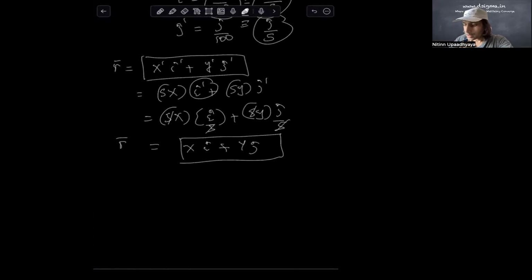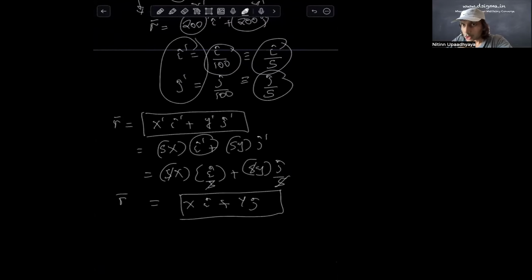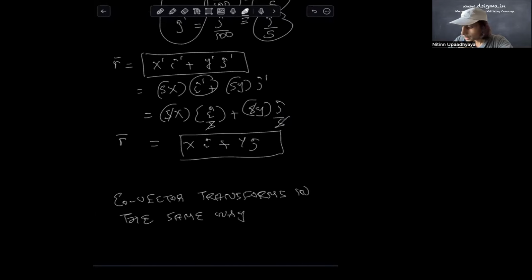So we see that there are two ways in which things can scale. Any vector which scales in the same way as the basis vectors or the unit vectors is called a covector, because it scales together with the basis vectors. So a covector scales or transforms in the same way as the basis or unit vectors.